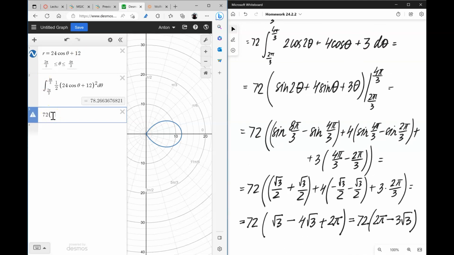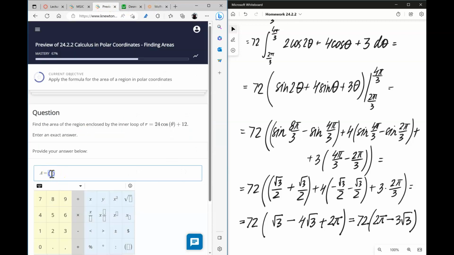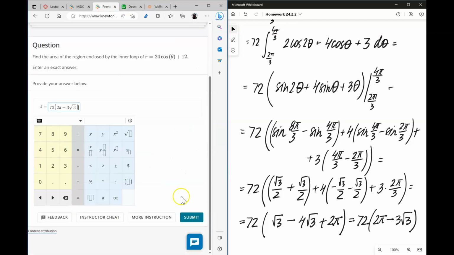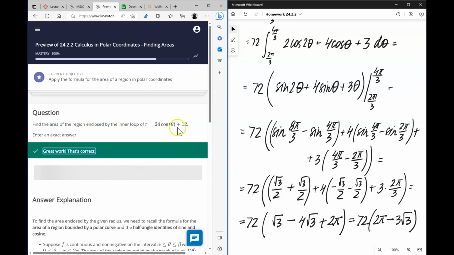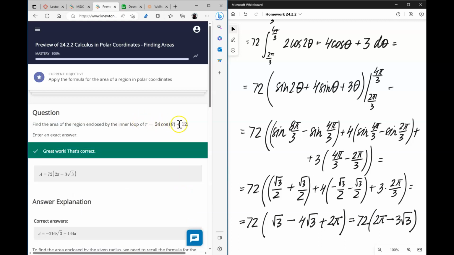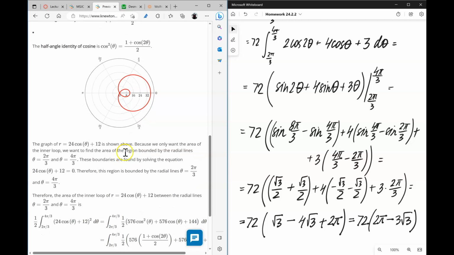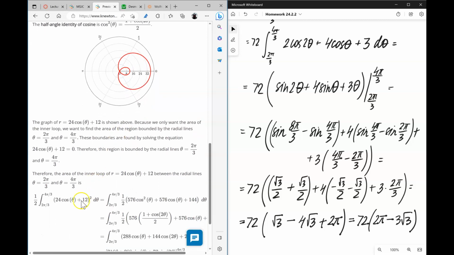72 times 2 pi minus 3 square root of 3. And it looks like it's the right answer. So I'm just going to copy and paste this in here, and it works just fine. And we finished the homework. If you have any questions about finding the areas in polar coordinates, please let me know.